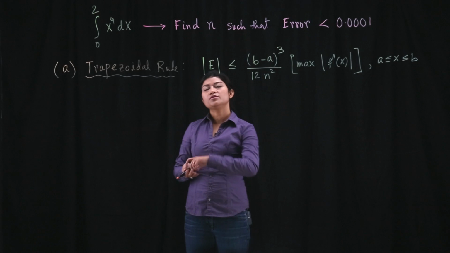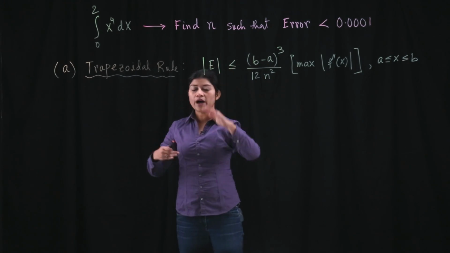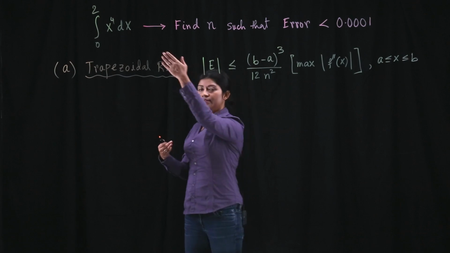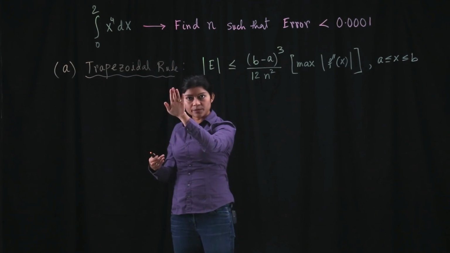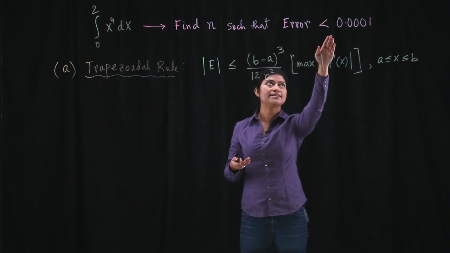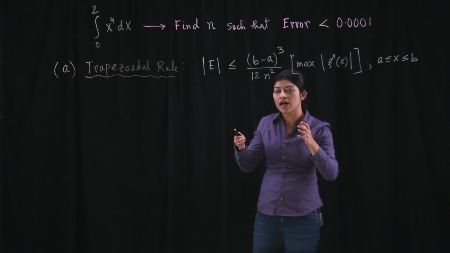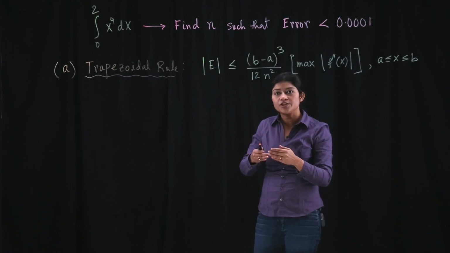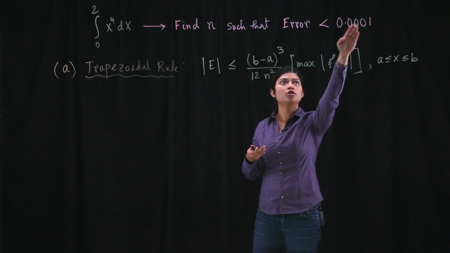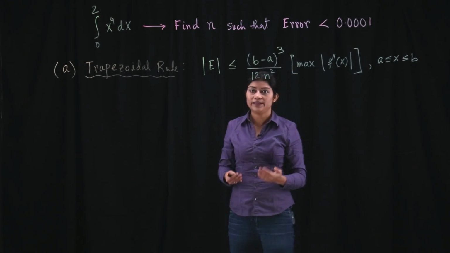So we want to specifically find what n should be while you're approximating this definite integral using the trapezoidal rule, so that the error is less than 0.0001. So we want to make sure our approximation is good enough that the error is not more than that quantity. So what will n be?